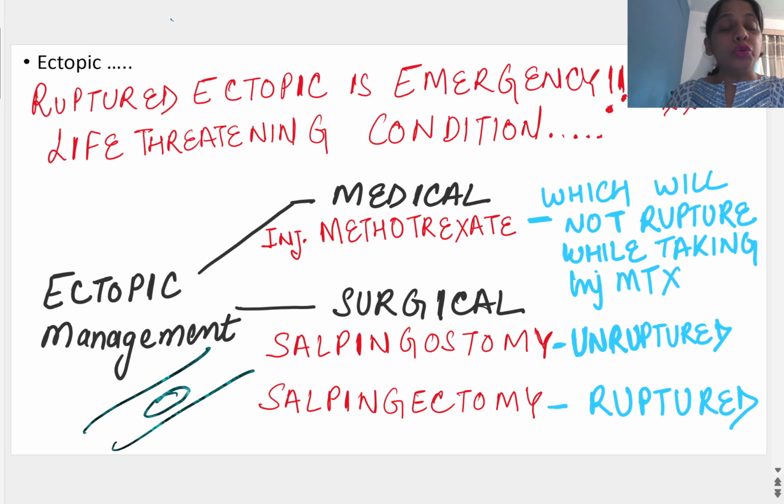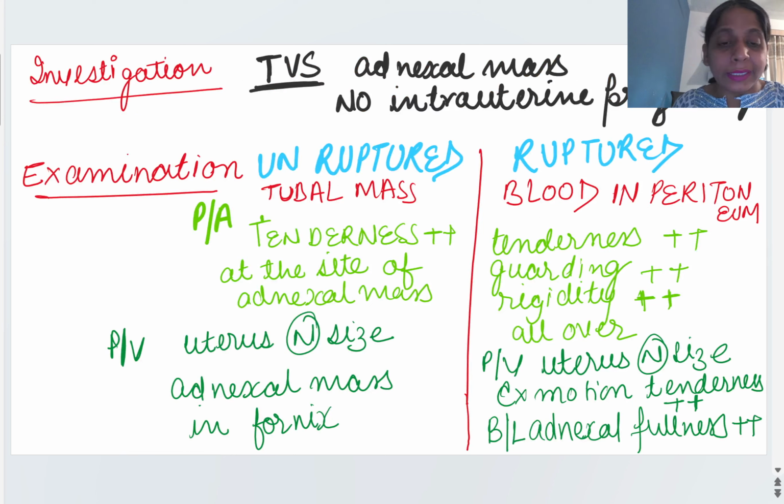Okay. There were two procedures done primitively, traditionally: milking of the tube and salpingotomy. They both are obsolete, so don't get interested in those procedures. Okay, now next is what are the investigations which we get done.